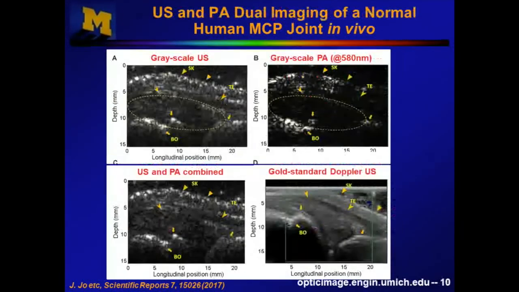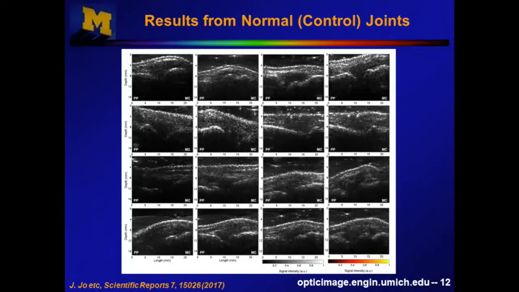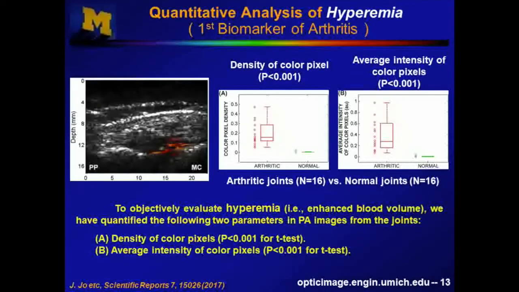Here is an example result from a normal volunteer, and in this combined image, you are not able to detect the enhanced blood flow because, again, this is a healthy joint. We scanned many patients with arthritis, as shown here as the example results, and a lot of normal volunteers. With photoacoustic image, we cannot just detect inflammation, but more importantly, we can quantitatively evaluate the joint arthritis activity.